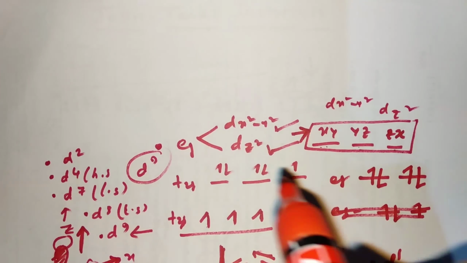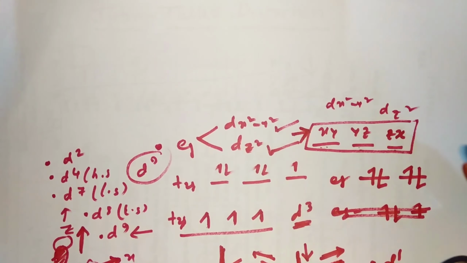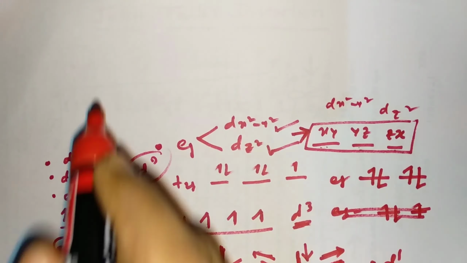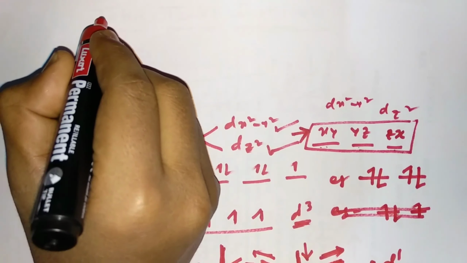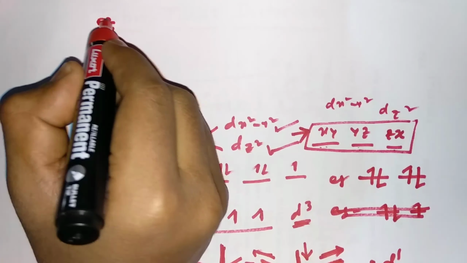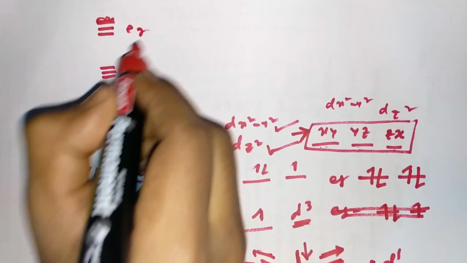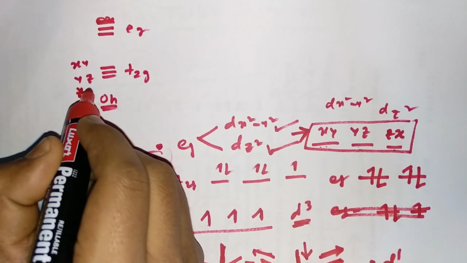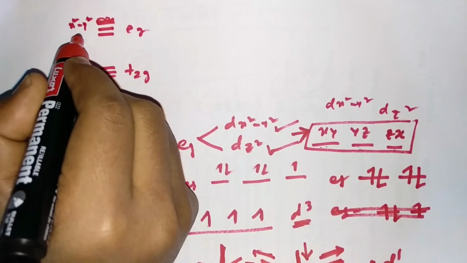Okay, so now coming to the splitting of orbitals after distortion. What happens to the splitting pattern after distortion? Let's first take the octahedral one. This is the octahedral system, with two orbitals here and three orbitals here. This is t2g and this is eg. The t2g consists of xy, yz and zx, and the eg is dx square minus y square and dz square.